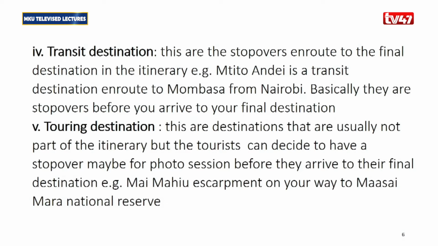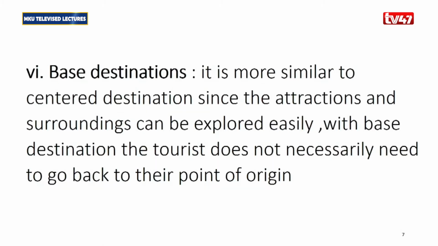Now we have touring destination. When we talk about touring destinations, I can simply say that these are not areas that are normally included in the itinerary. However, during the journey, the tourists may decide to stop at a given place and maybe take photos. For example, on your journey to a place like Masai Mara, I know Masai Mara is in Narok. So on your way from Nairobi to Narok, a person may decide to stop at Mai Mahiu and take photos. So this becomes a touring destination, meaning it is not part of the itinerary. However, it becomes a special point where this person may decide to take a break, take photos, but it is not planned according to the itinerary. So this becomes a touring destination.